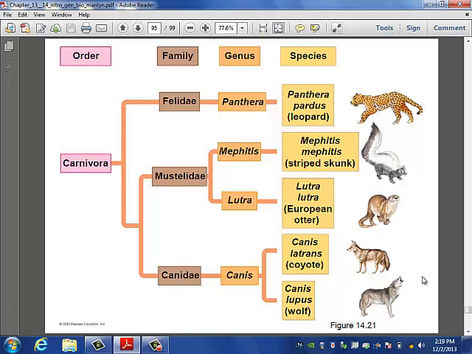So again, order, much more broad. Family, we start to separate out some of these guys. Genus, we separate them out even more. And species are very specific.